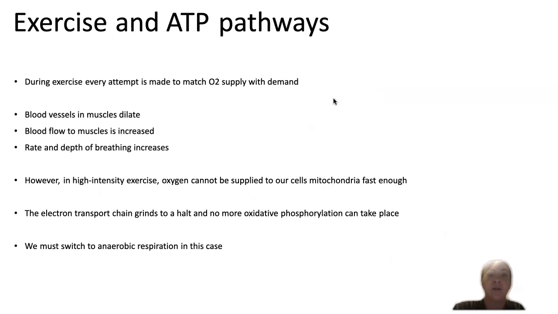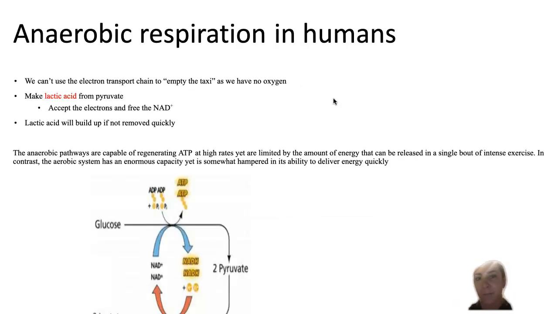So then exercise and ATP pathways. During exercise, every attempt is made to match O2 supply with demand. Blood vessels in muscles dilate, blood flow to muscles is increased, rate and depth of breathing increases. However, in high intensity exercise, oxygen cannot be supplied to our cells through mitochondria fast enough. The electron transport chain grinds to a halt, and no more oxidative phosphorylation can take place. So we must switch to anaerobic respiration in this case, just like a HIIT workout.